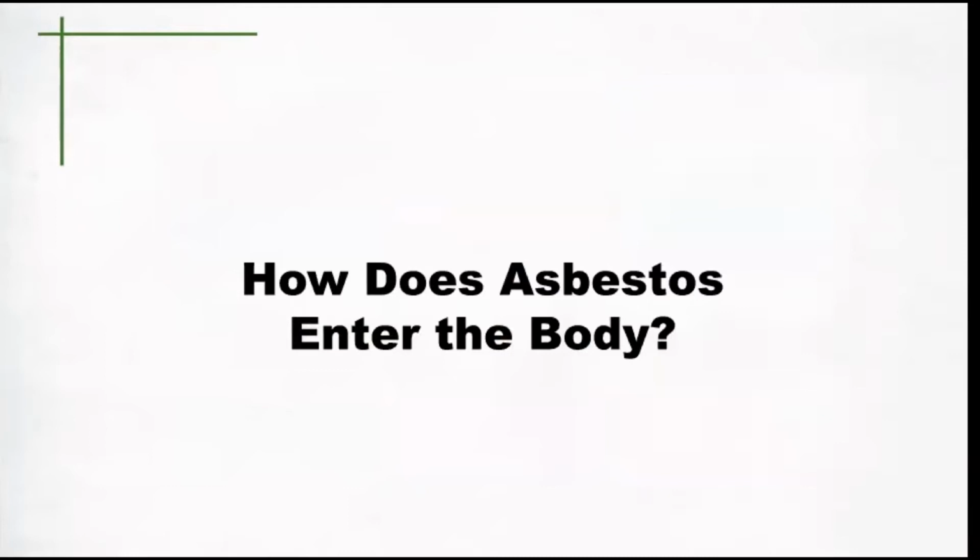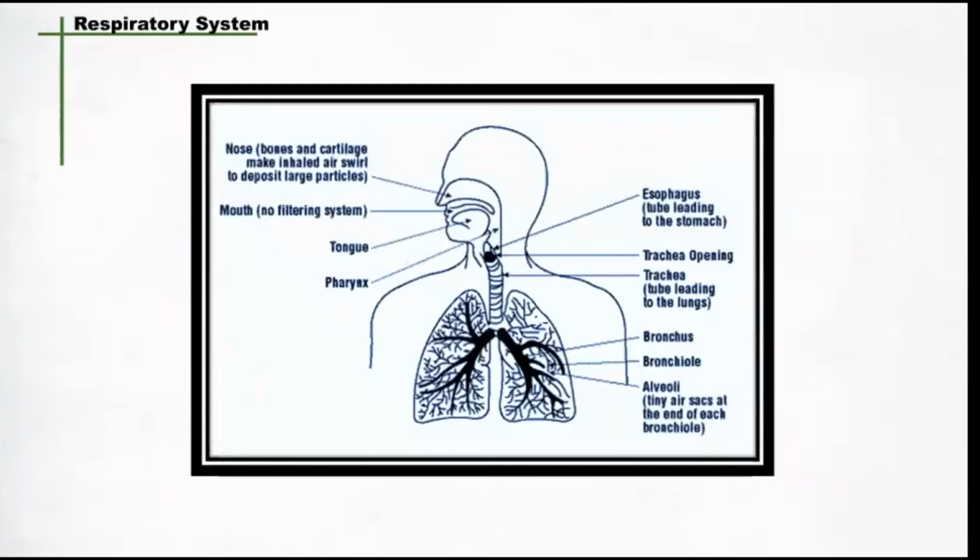So we're going to talk about how asbestos enters your body. If you look at the screen here, you'll notice a picture of a respiratory system. So it has different things, starting with your nose, your mouth, your tongue, your pharynx, which is your vocal cords, esophagus, your trachea, bronchus, bronchioles, and alveoli. So if you imagine an alveoli is a little air sac that looks like a bunch of grapes.